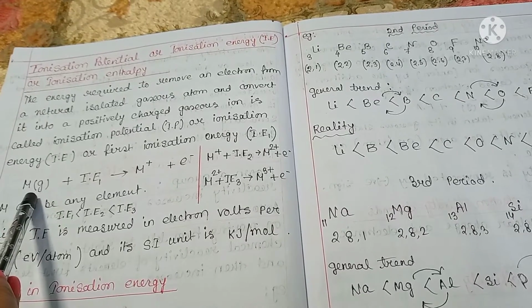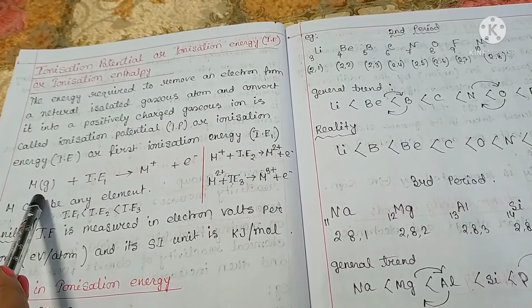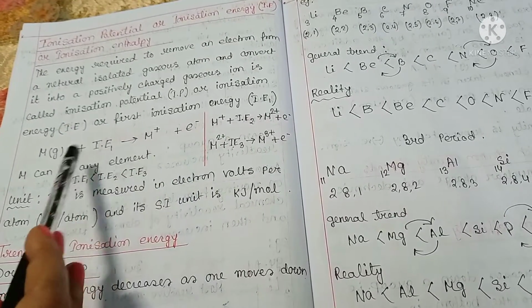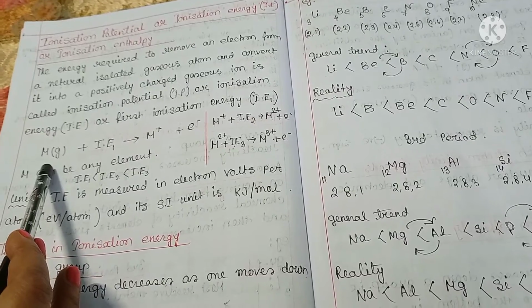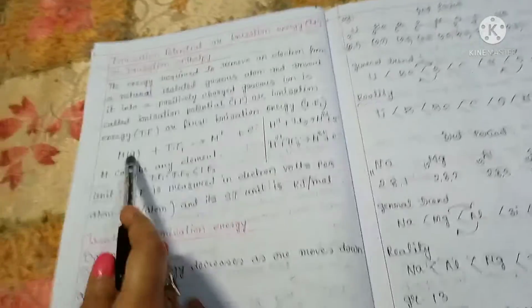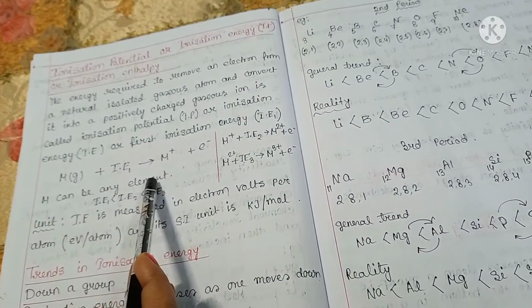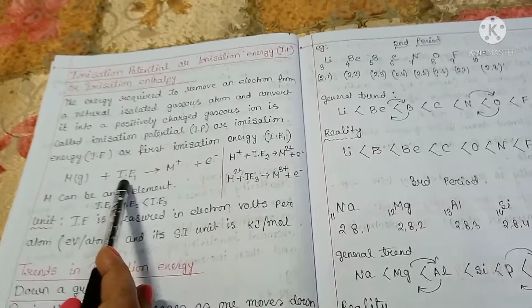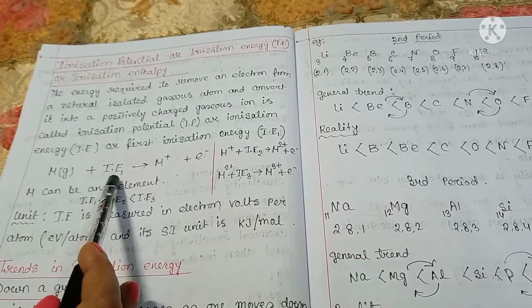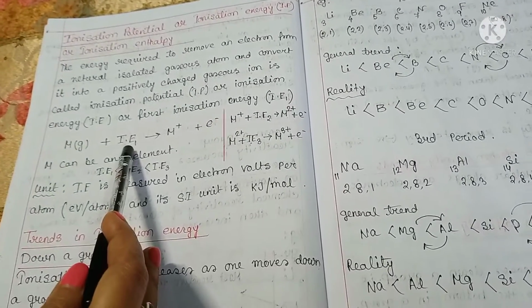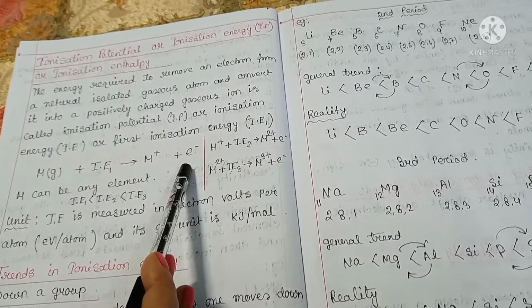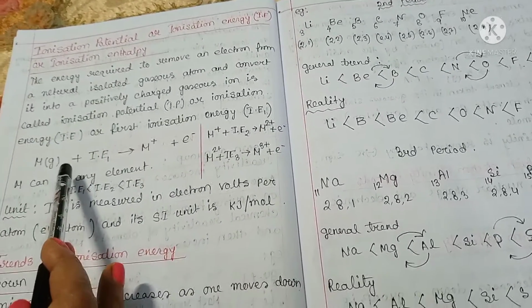However, by supplying energy, it is possible to remove electrons from the atom. This is M. M can be any element. So first ionization energy is the amount of energy required to remove one valence electron from the outermost shell.